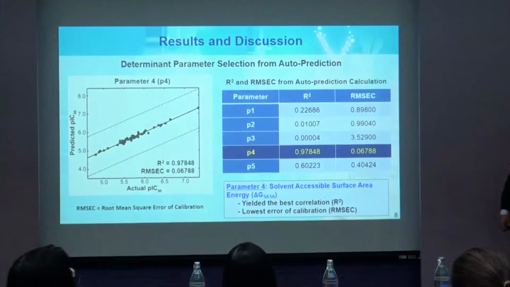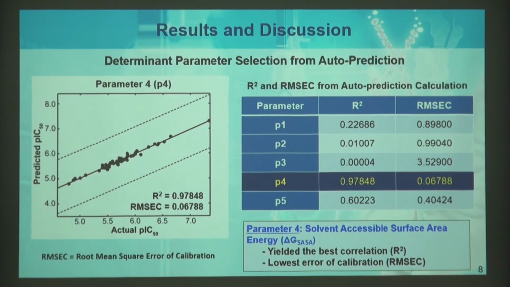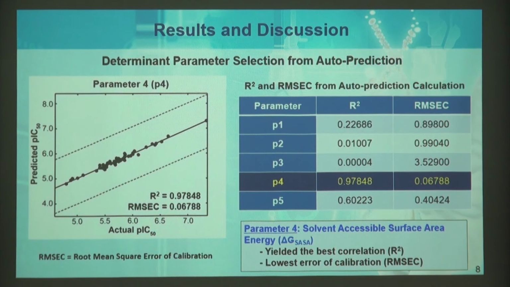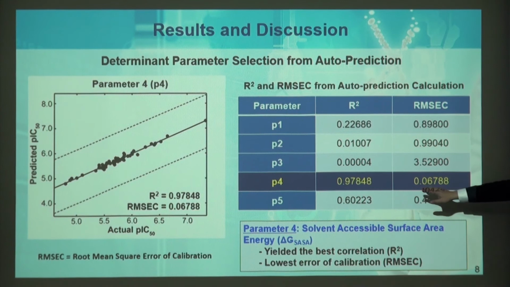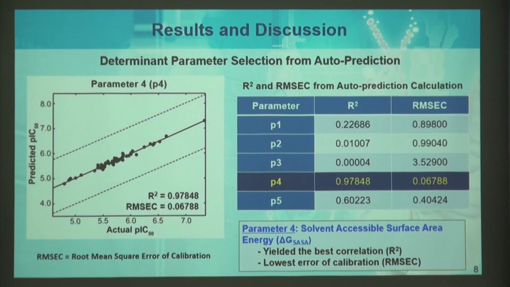Okay, P5. P5 is not bad, see? Yeah, P5 is not bad. This means P5 has a little effect with this binding site, but not higher than P4. What's P5? P5 is polar solvation energy. Oh, okay. So it has something to do with solvation, apparently, right? Because this one is solvent accessible surface area, but this one is polar solvation. Okay. So it has to do with solvation. Could be the next step of the research, maybe.